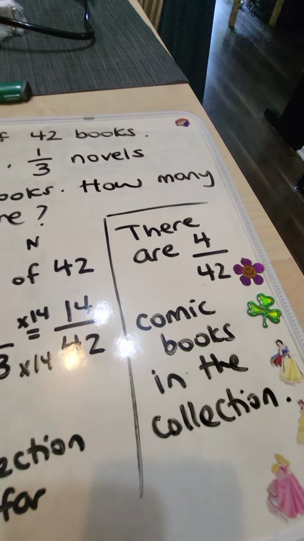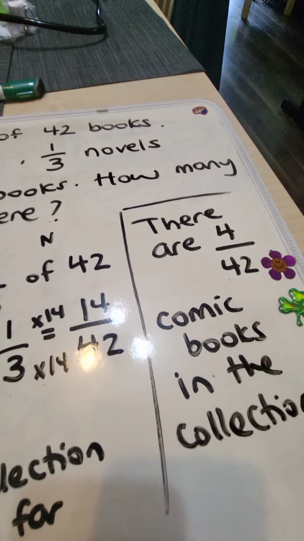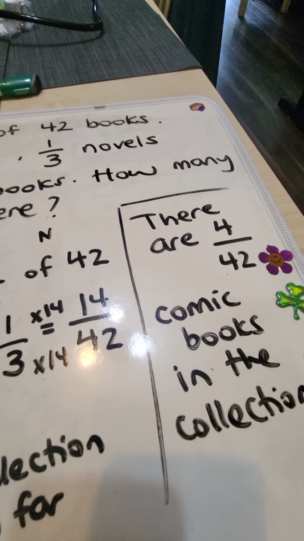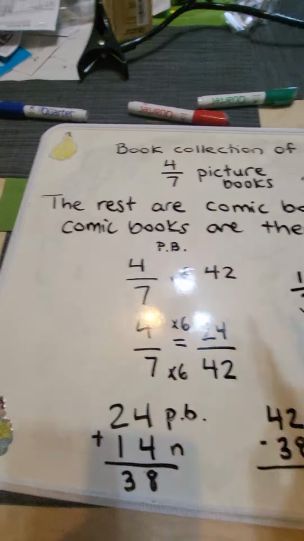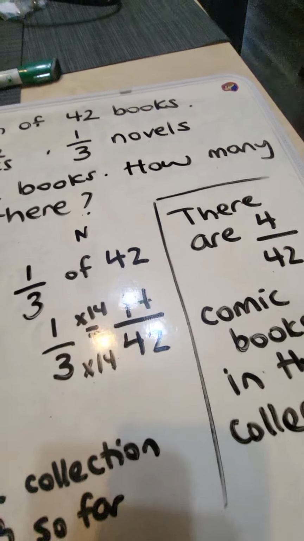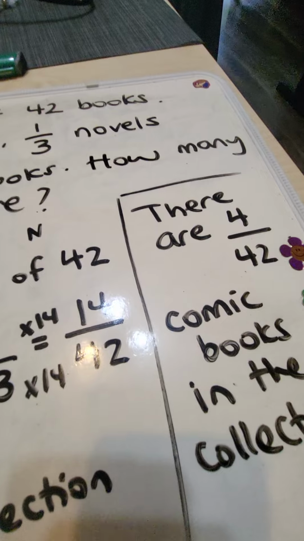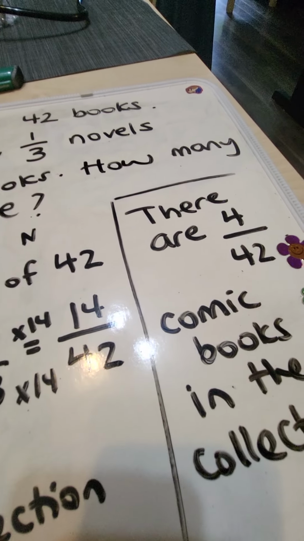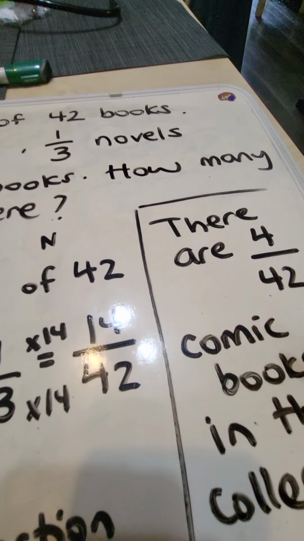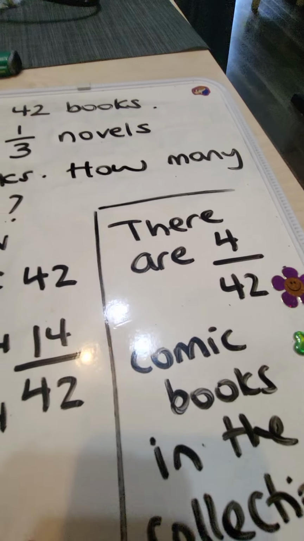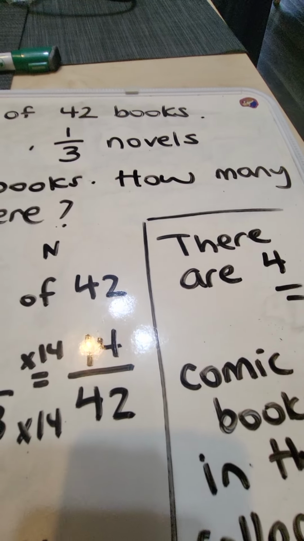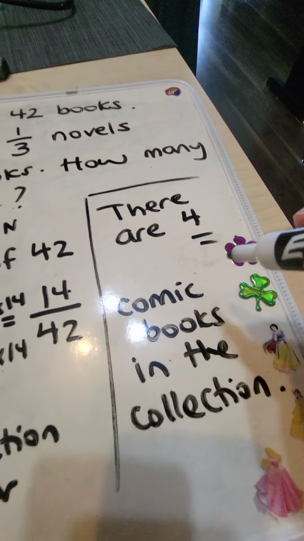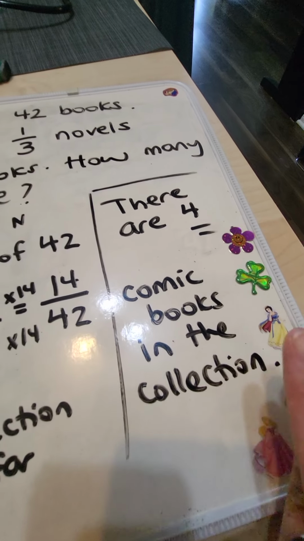Now, some teachers might be very picky about this. Some teachers might mark this wrong. Why, you ask? Because the question is, how many comic books are there? Not what is the fraction represented by the comic books. I know. That's why you always have to go back and read the question to make sure. So if it said how many, I wouldn't even bother putting this. It's just 4. That's the answer. There are 4 comic books in the collection, period.